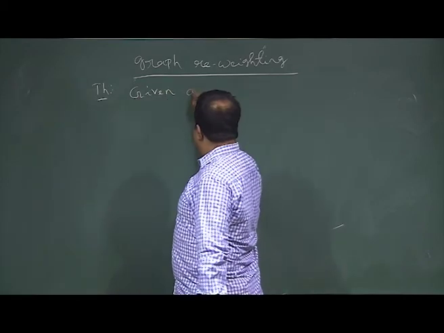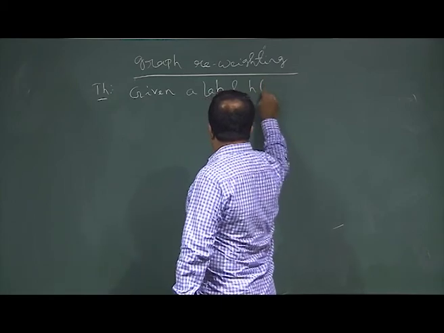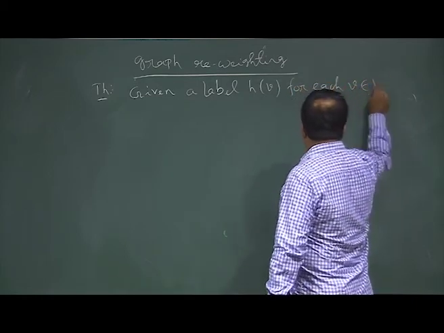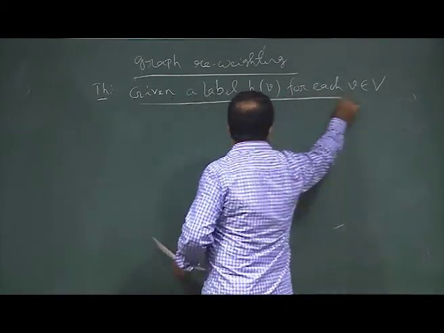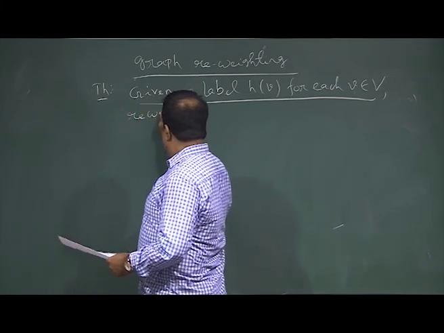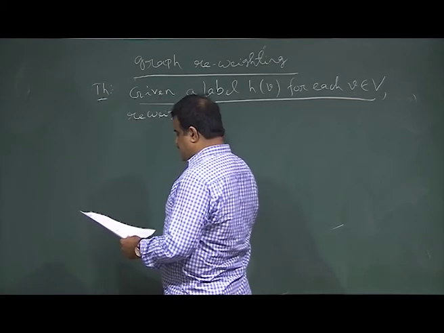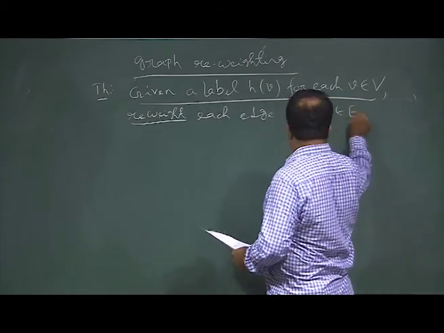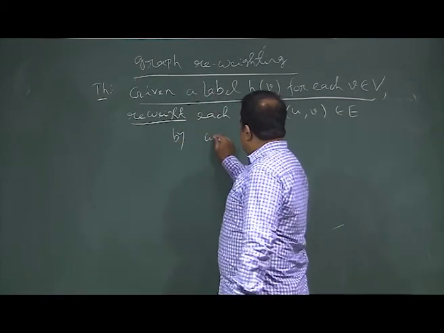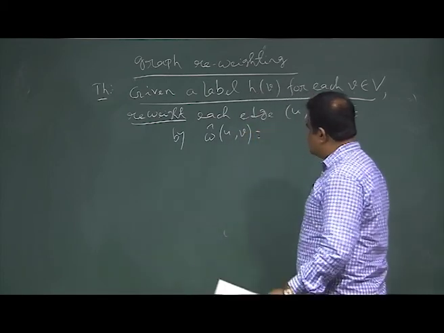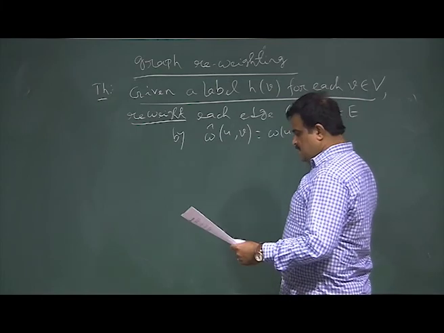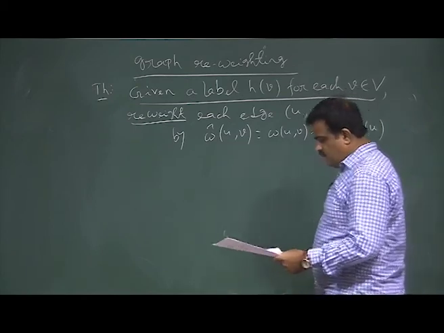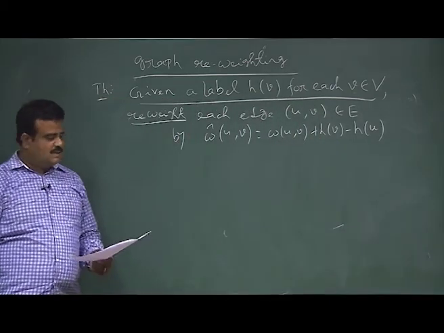Suppose we are given a label h(v) for each vertex v, such that we reweight each edge (u,v) belonging to E by w hat of (u,v) equal to the original weight w(u,v), plus h(v) minus h(u).